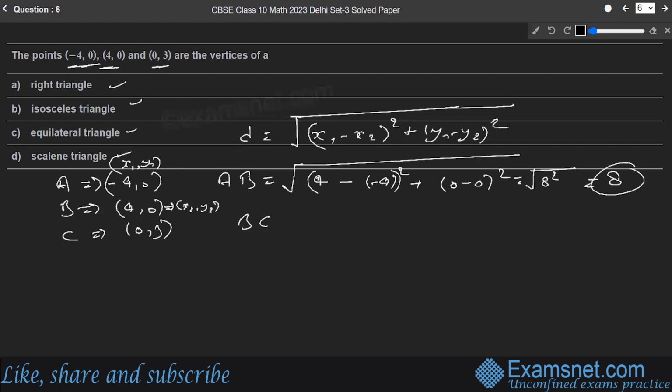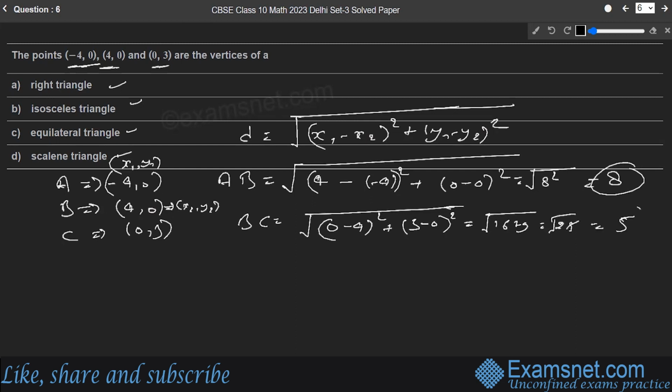Let us find the distance BC. So it's going to be the x coordinate difference square, 0 minus 4 whole square, plus the y coordinate difference square, 3 minus 0 whole square. That gives us root of 16 plus 9, that is root 25, and that is nothing but 5 units.